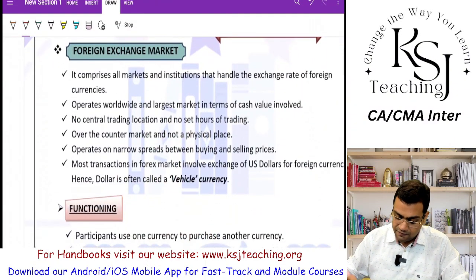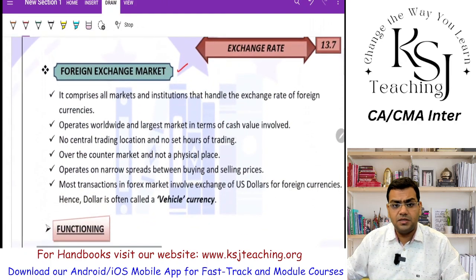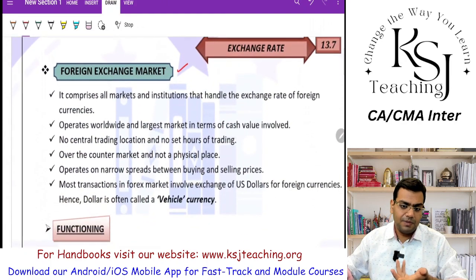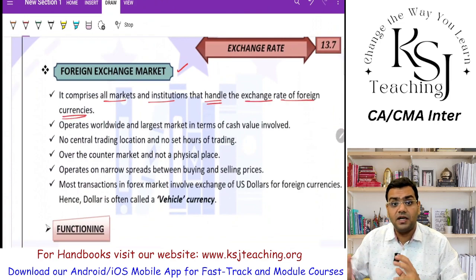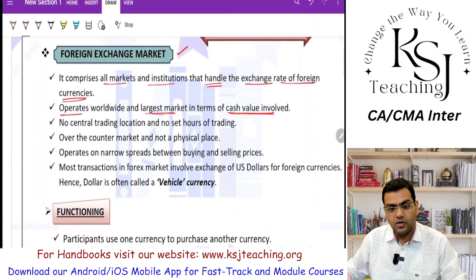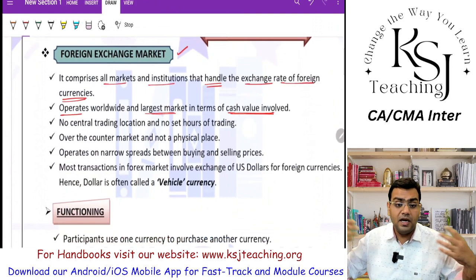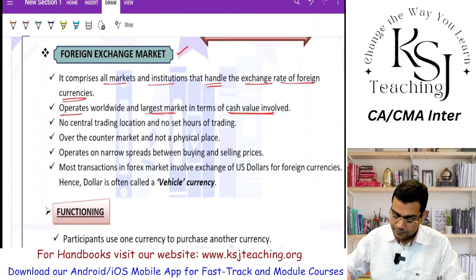Then the next is the foreign exchange market. What is the foreign exchange market? Where the trading of the currencies takes place? Very simple, sir. It comprises all the markets and institutions that handle the exchange rate of the foreign currencies, where the trading of the currencies takes place. Operates worldwide and the largest market in terms of the cash value involved. Obviously, sir, there are n number of currencies which are being traded in that particular market, right?